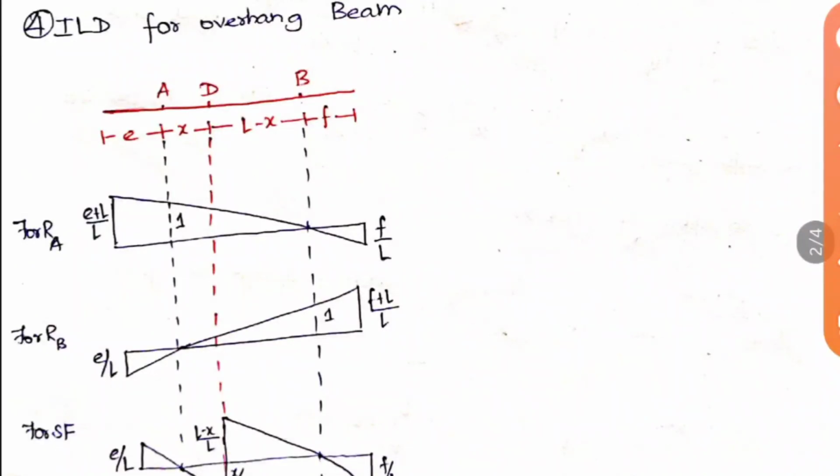Okay, so now I have drawn all the forces continuously here, that is the reaction, shear force and bending moment, so it will be easy for us. So you see the dimensions here, so it is E and then X, L minus X. So this is the same as for the supported beams, and here it is F.